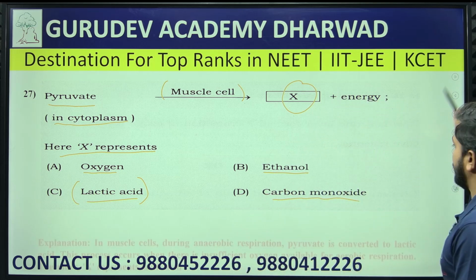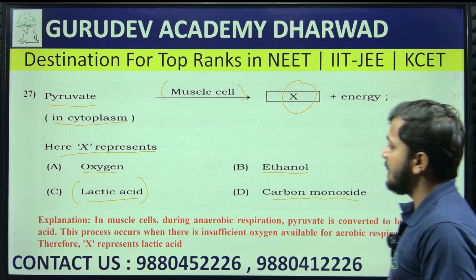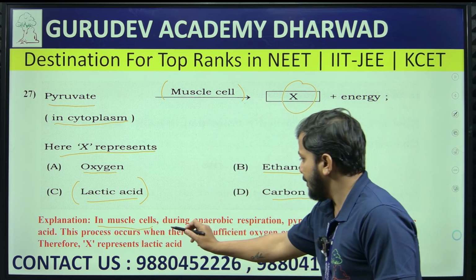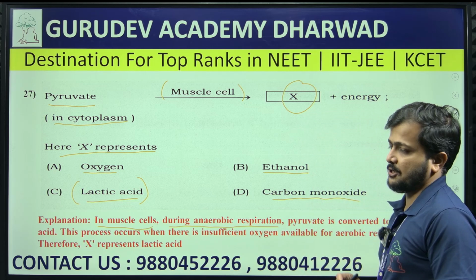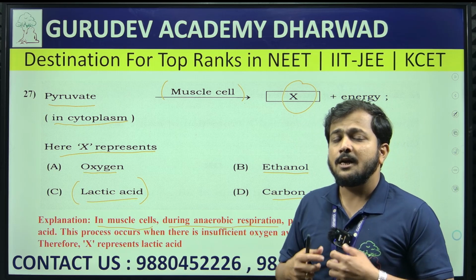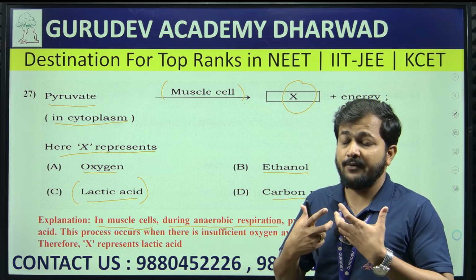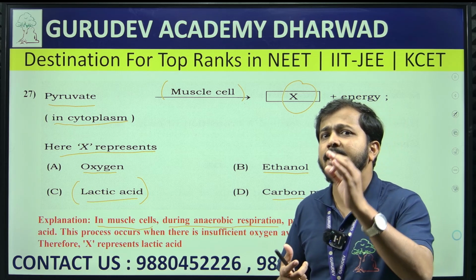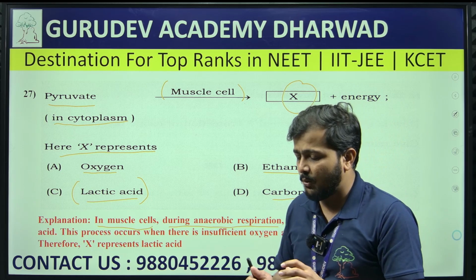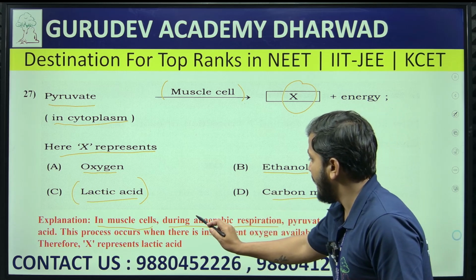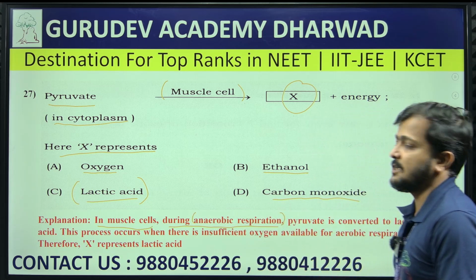So with respect to the answer, if you want to understand here, in muscle cells, what is going to happen during anaerobic respiration? Now, what happens when you carry out cardio exercise? During that period, definitely your breathing is going to increase, and when breathing increases, what does it indicate? It indicates nothing but a deficiency of oxygen. So what will happen there? Anaerobic respiration is going to take place.